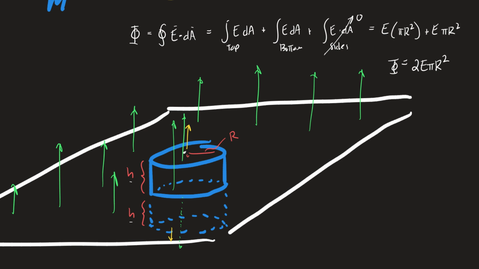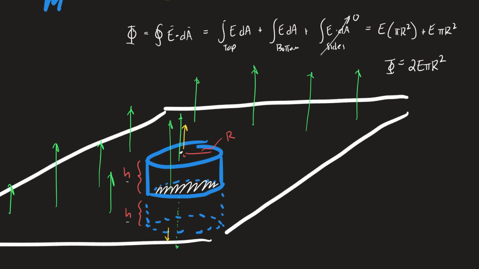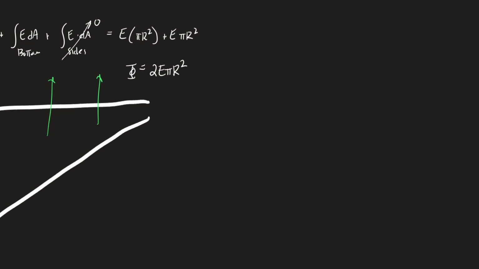Now, how much charge is enclosed? Do you notice I'm enclosing a disk worth of the sheet? That this is how much charge is enclosed. A disk worth of the sheet. And Q enclosed is going to be sigma times pi r squared. Charge per unit area times the area of the disk.